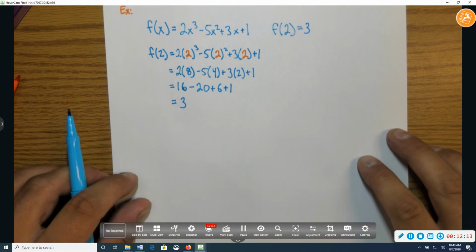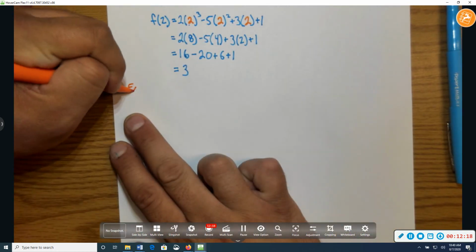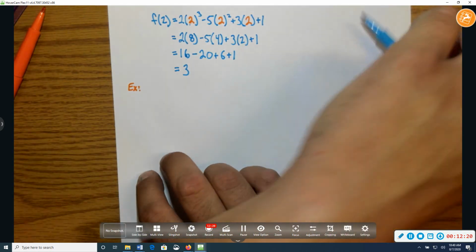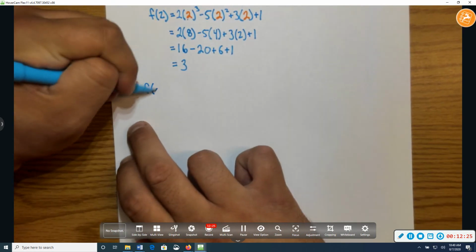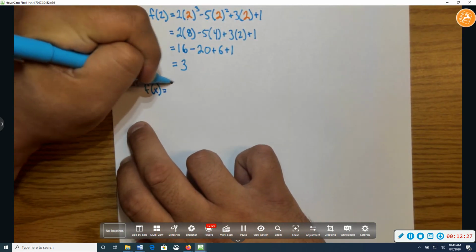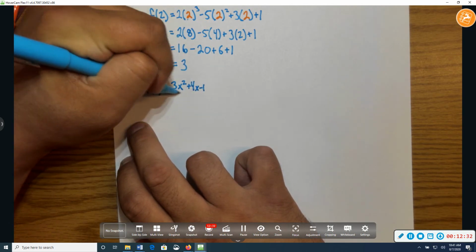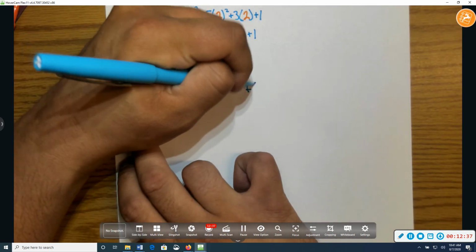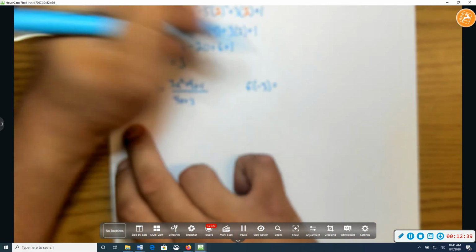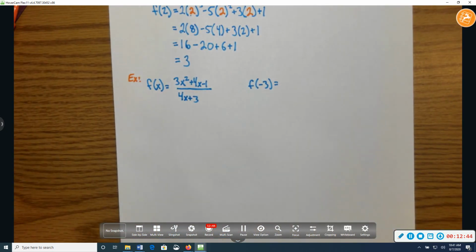Let's take a look at another example, because some of these will begin to look a little differently. Let's say that we now have f of x is equal to 3x squared plus 4x minus 1 divided by 4x plus 3, and we want to find what is f of negative 3. Well, again, we're just plugging in negative 3 for every x we see. Let's go ahead and do that.